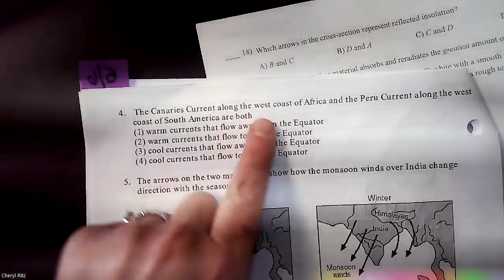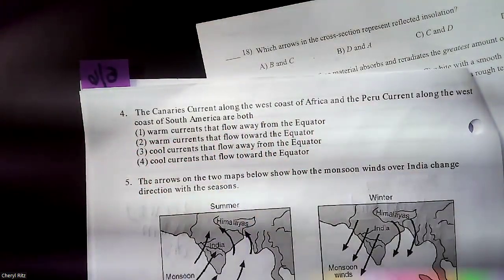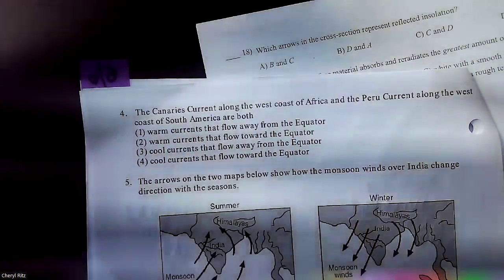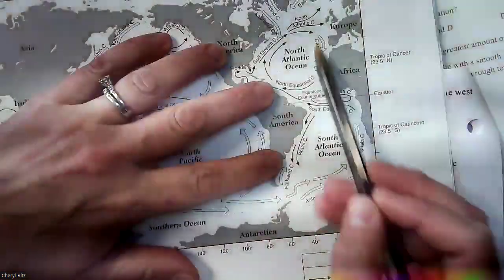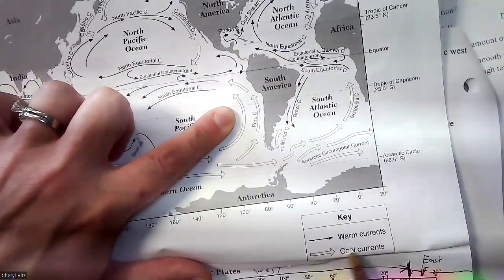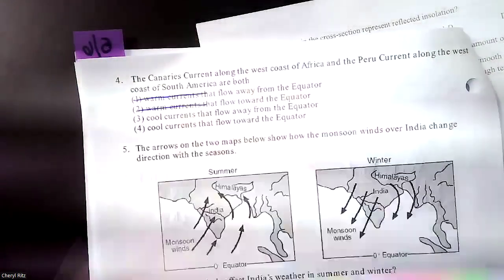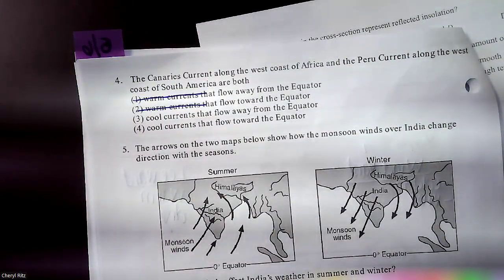The Canary Current along the west coast of Africa and the Peru Current along the west coast of South America are both... We had to find both of these. Here's the Canary Current. Here's the Peru Current. To start off with, they're both white arrows, so they're cool. So I would have started by crossing those top 2 off.